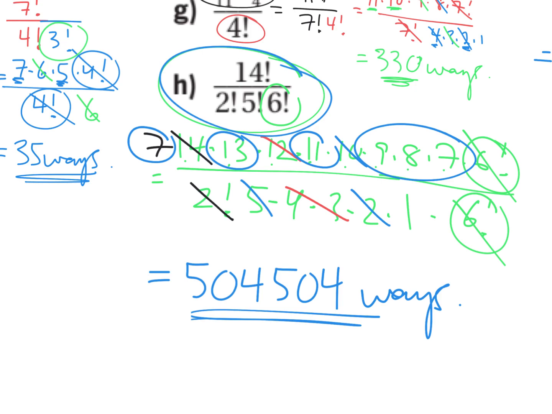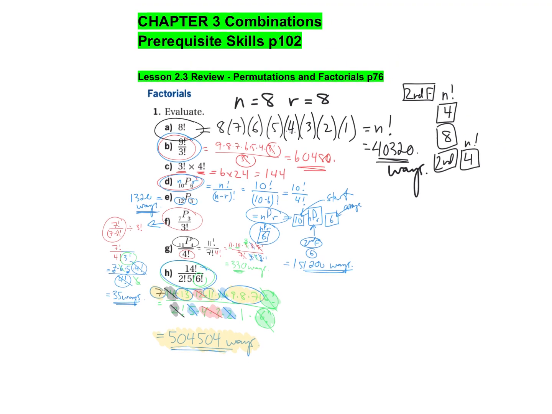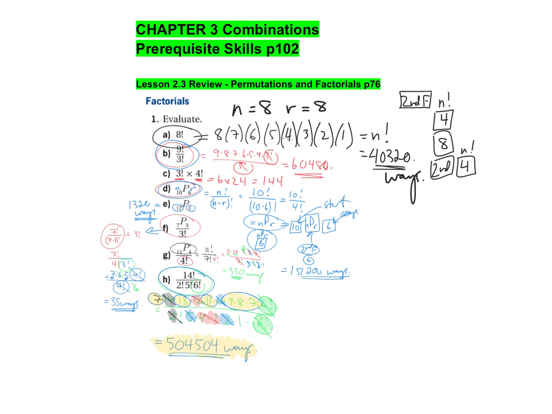So just to review here, we divided out 14 and 2, and that left us with 7. Then we did 5 times 2, which is 10, and that divided out the 10. And then 4 times 3, which is 12, and that divides out the 12. And originally we had 6 factorial divided by 6 factorial. So we reduced all those factors to 1 through division, and that left us with 7 times 13 times 11 times 9 times 8 times 7, which is 504,504 ways that you could organize these objects. Okay, so that's reviewing permutations and factorials from chapter 2.